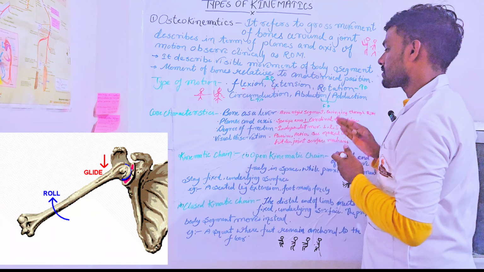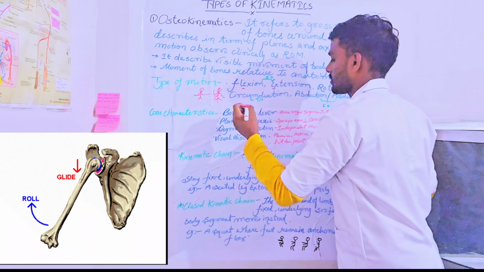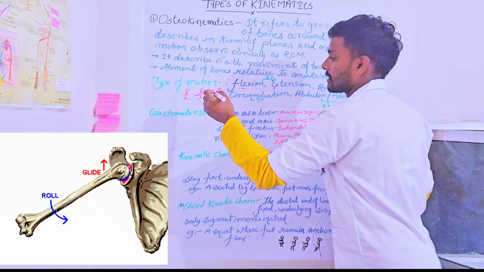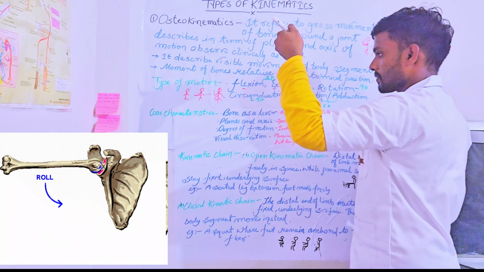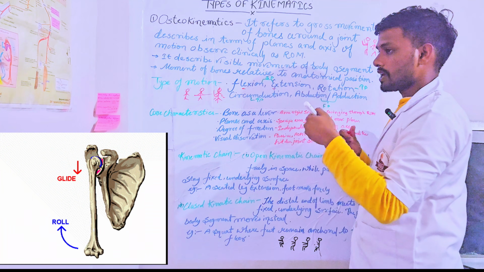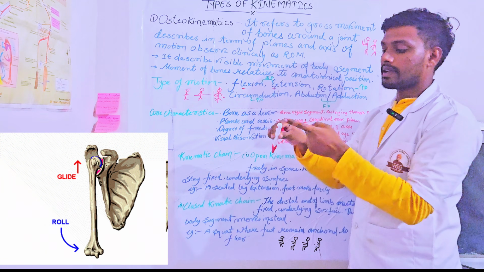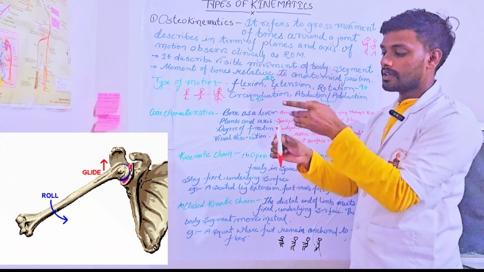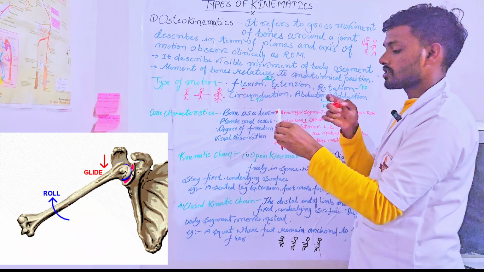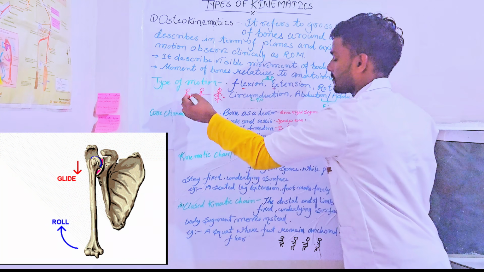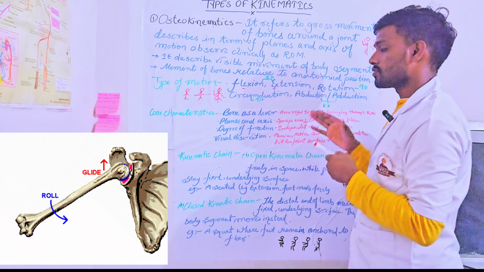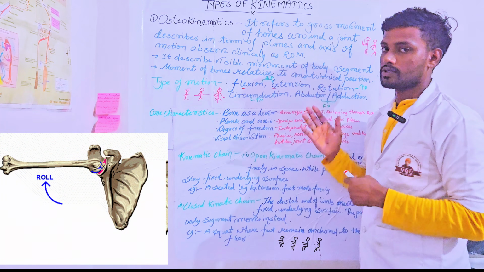Next is abduction and adduction. Abduction and adduction are shown by taking a person standing in the anatomical position, and the body is cut into the frontal plane, which is the coronal axis, into anterior and posterior. So like that, we have a standing position and we cut it like that, anterior and posterior. The movements of abduction and adduction are shown around the coronal axis, in the frontal plane, among the types of motion of osteokinematics.